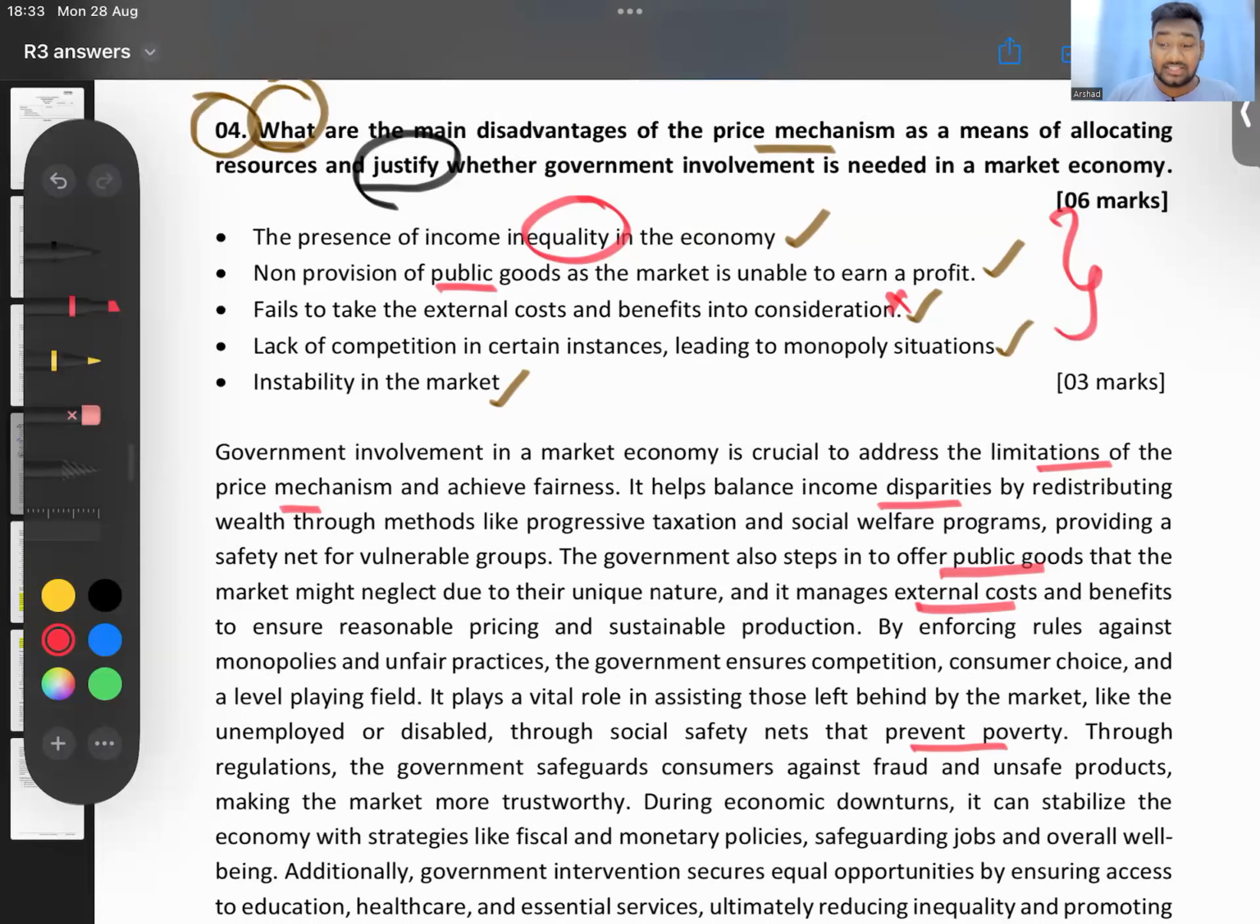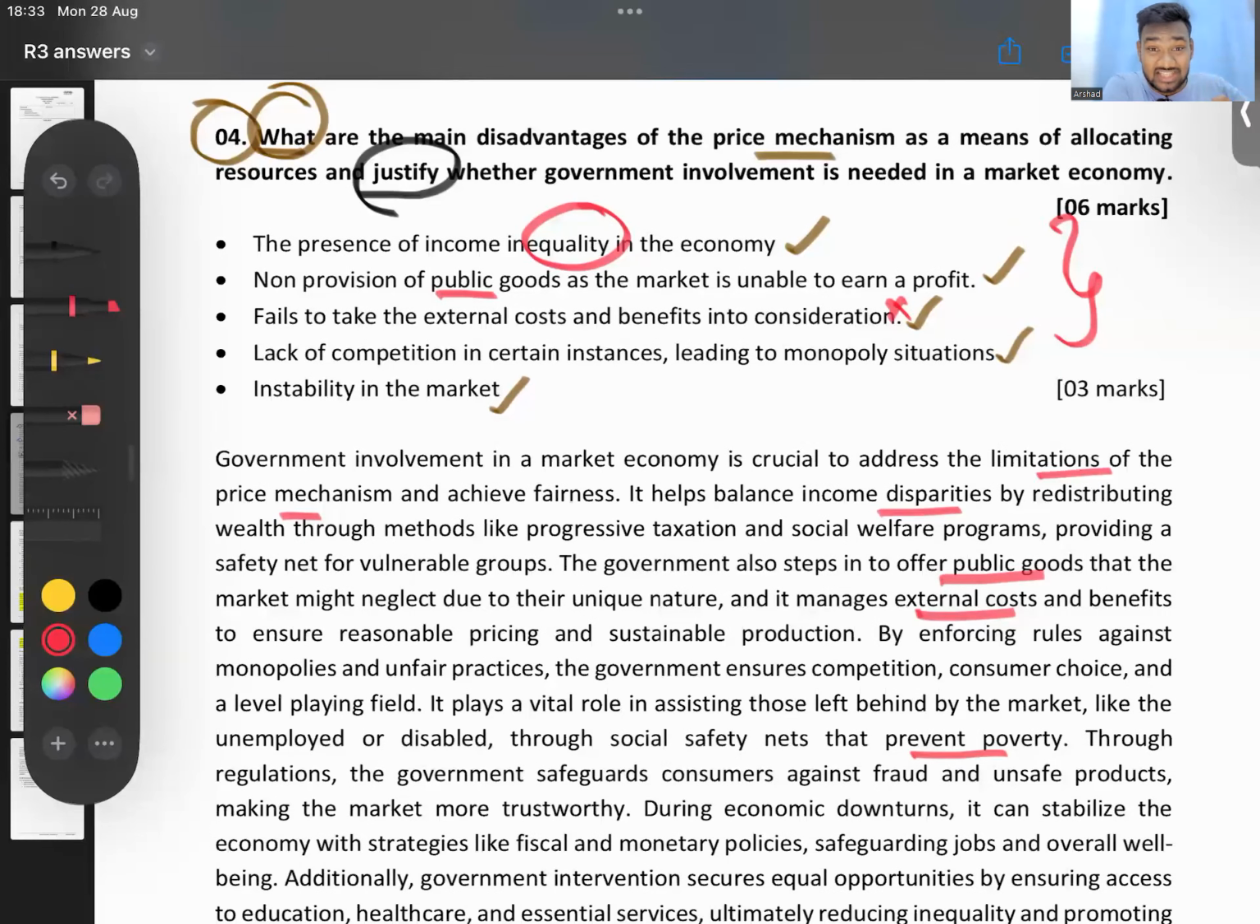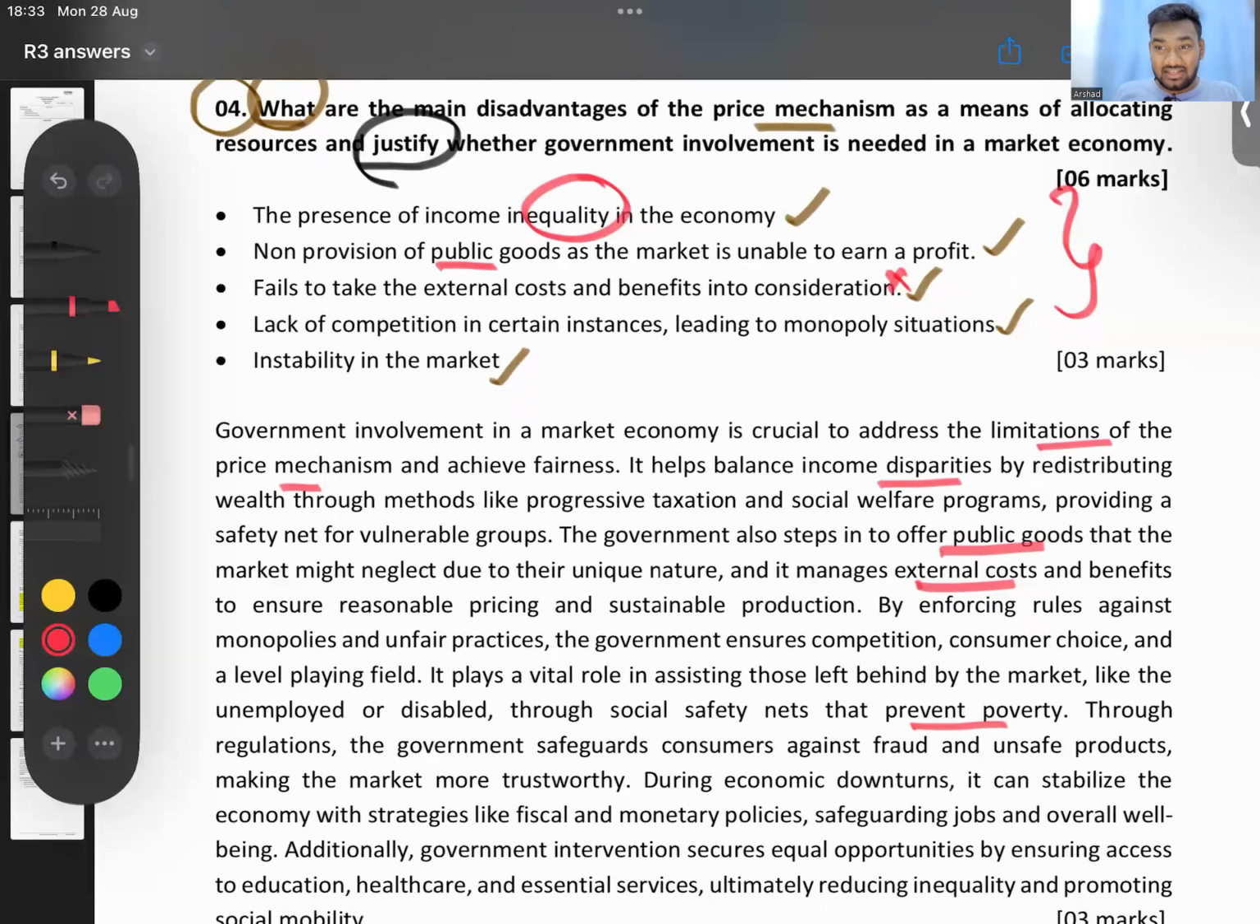So what's the question once again? The question is asking what are the disadvantages of the price mechanism? Therefore, justify, should there be government involvement? Should the government get involved in this market? So here I have given some reasons why the government should get involved. How many of you all wrote a good answer for this, guys? Something similar to what I have given. I'll send this answer sheet, but something similar, no? So I came up with an okay-ish answer. Yes, no?